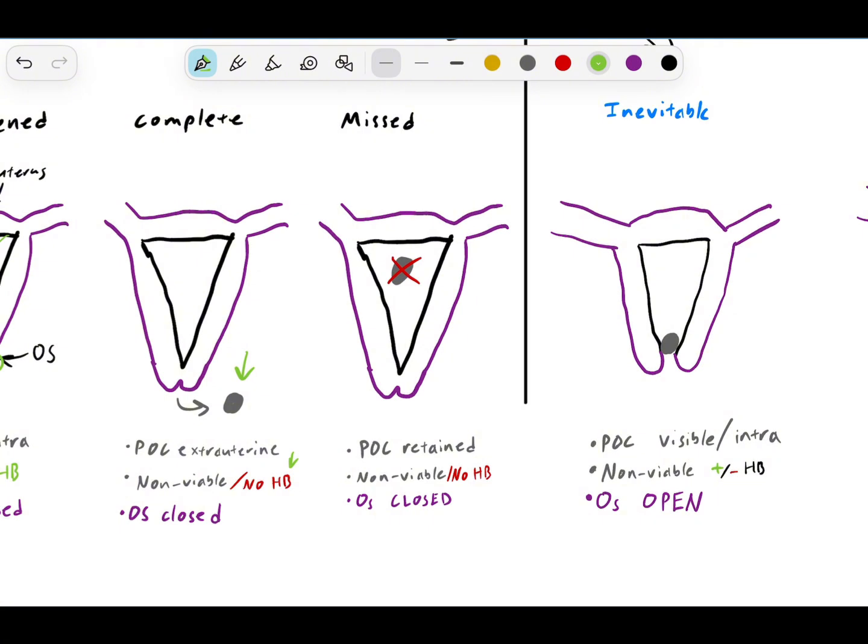So what do I mean by that? As you can see, the products of conception are still retained intrauterine. Since it's missed, the fetus is non-viable, so there is no heartbeat that would be detectable on ultrasound. And again, I've drawn the little red X through it just to remind you that it's non-viable and there's no heartbeat. And then finally, another important distinguishing factor about this stage is that the os is closed.